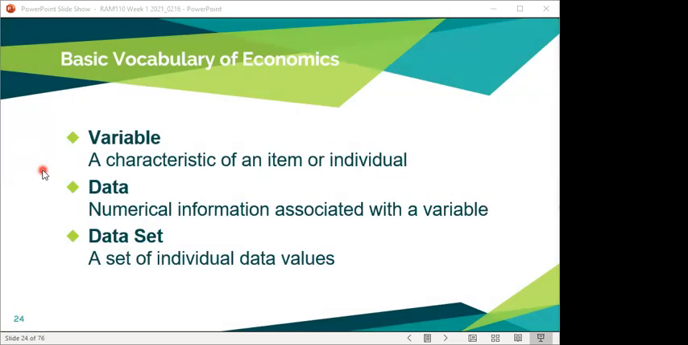Some more basic terms: a variable. Now we're getting into the statistical side of economics. This is a characteristic of an item or an individual. And so just a simple example would be something like age or gender or your zip code. So these are all variables that have data associated with them. And the data would be numerical information associated with the variable.